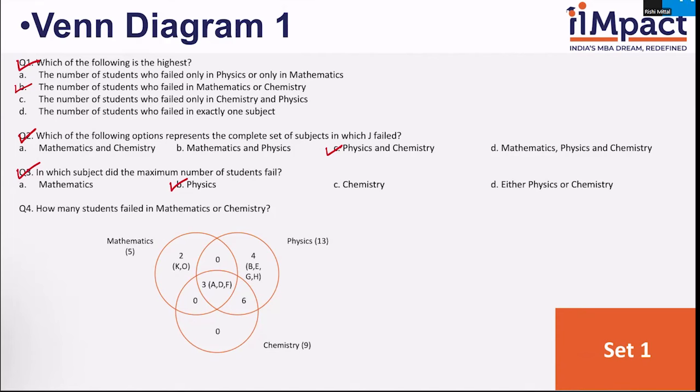Okay. Last question. How many students failed in mathematics or chemistry? We've already figured that out. It is 11. And that's it. Set number 1 was a pretty simple set, I believe. Not more than a 6 to 7 minute set if done properly. The only learning here or the trick per se was the negative Venn. I hope this is clear. Let's move on to set number 2.